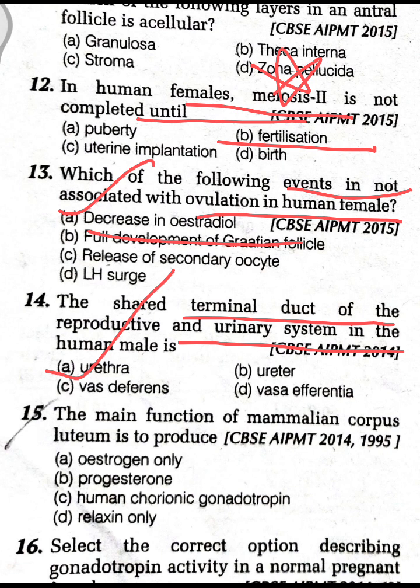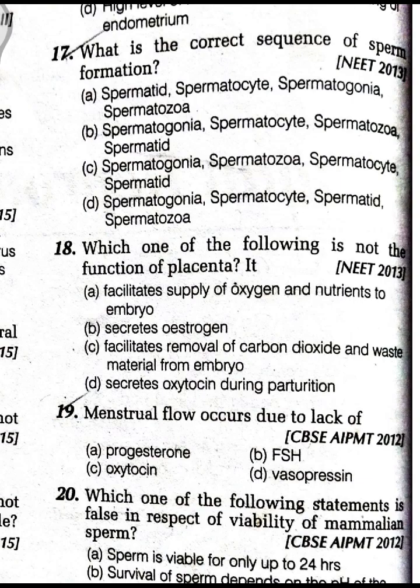The main function of the mammalian corpus luteum is to produce progesterone. So the corpus luteum mainly produces progesterone, which is also known as the pregnancy hormone. Next, what is the correct sequence of sperm formation? Spermatogonia undergo mitosis to produce primary spermatocytes, which undergo meiosis and form secondary spermatocytes, which form spermatids. Spermatids undergo spermiogenesis to produce spermatozoa. Option number D is the right answer.